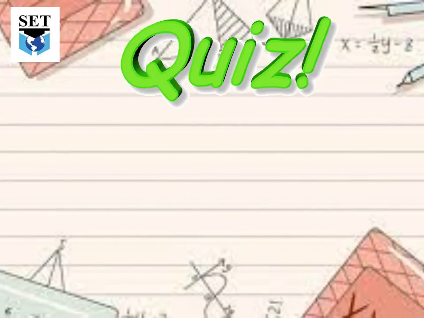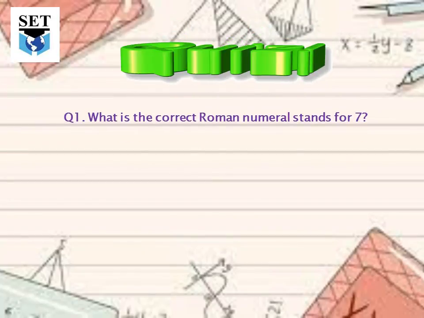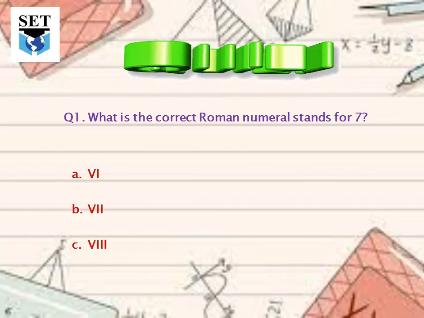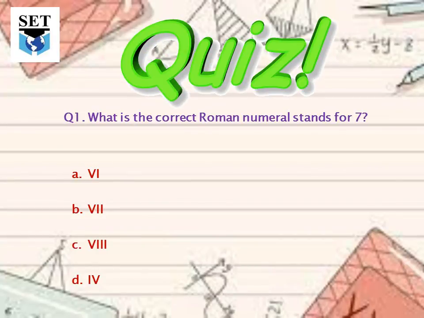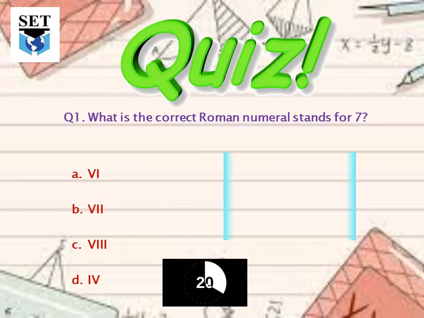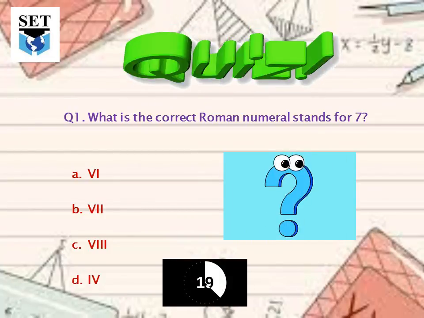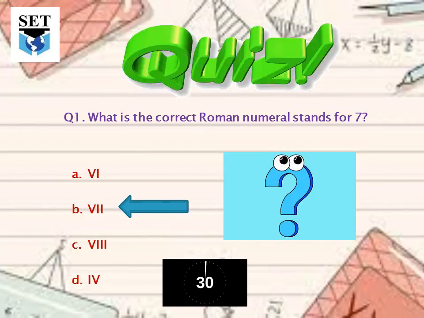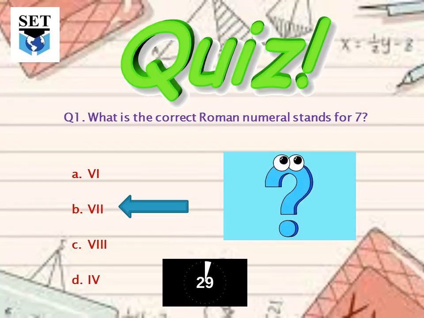It's quiz time. So the first question is, what is the correct Roman numeral for 7? VI, VII, VIII, IV. Your time starts now. I know you can do it. So, the correct answer is VII. Very good.